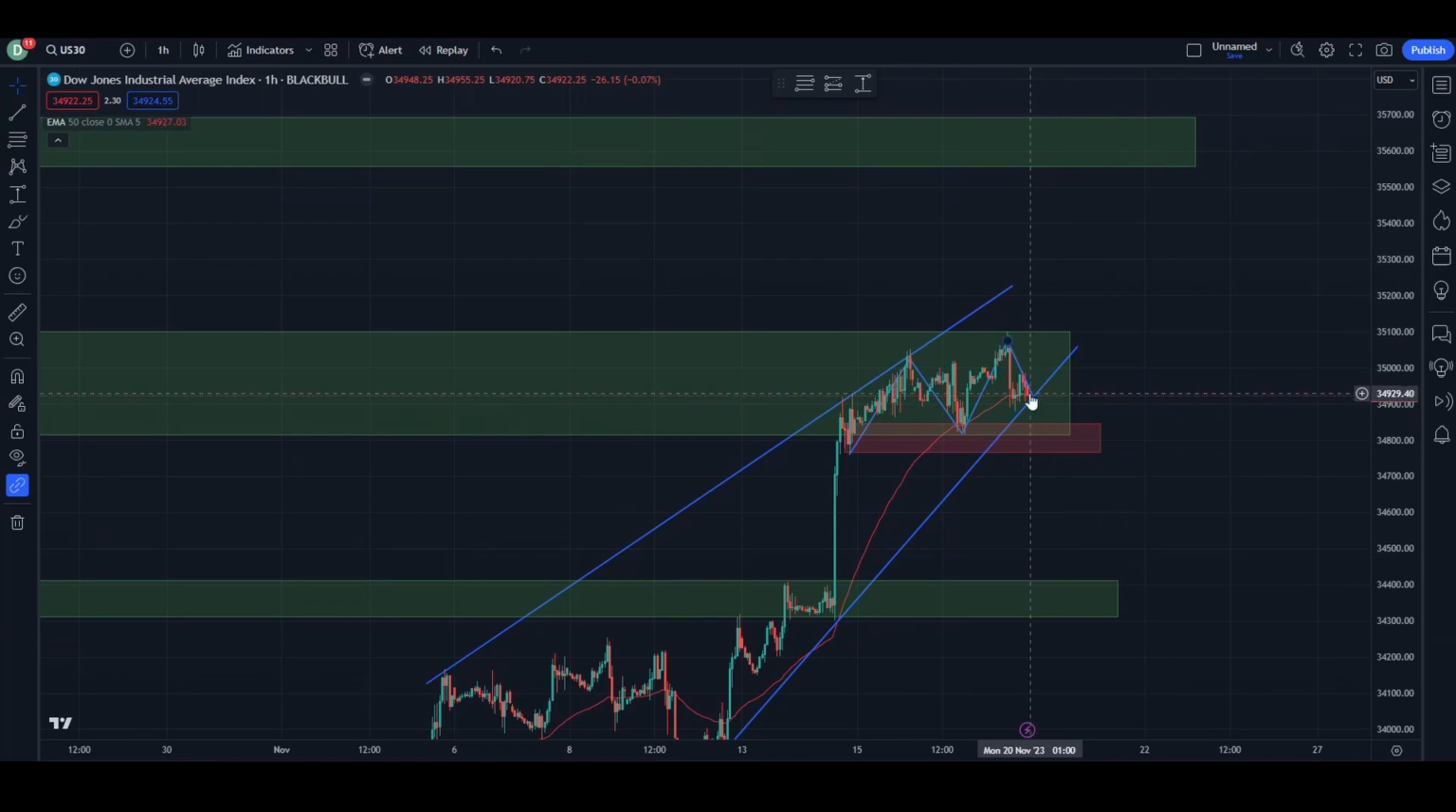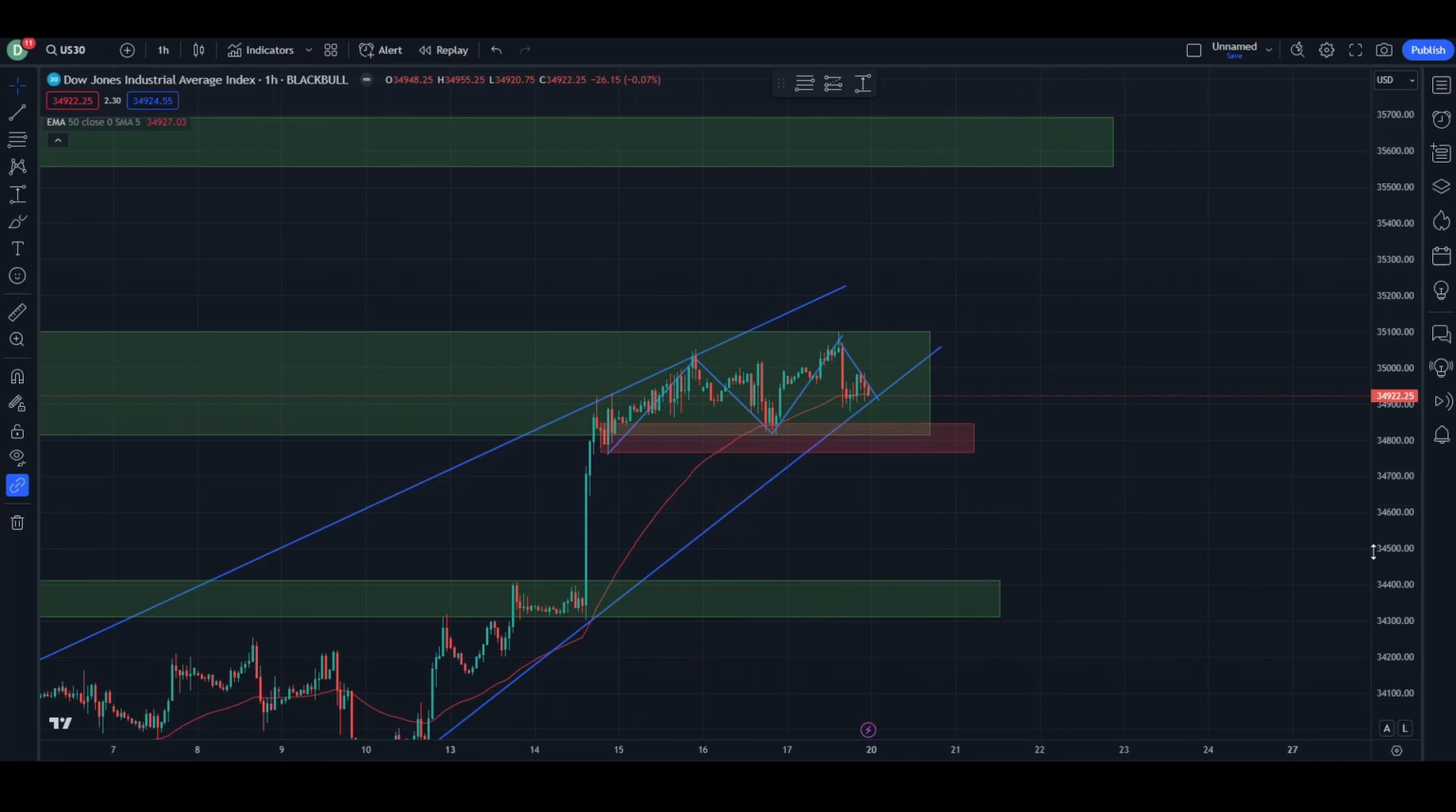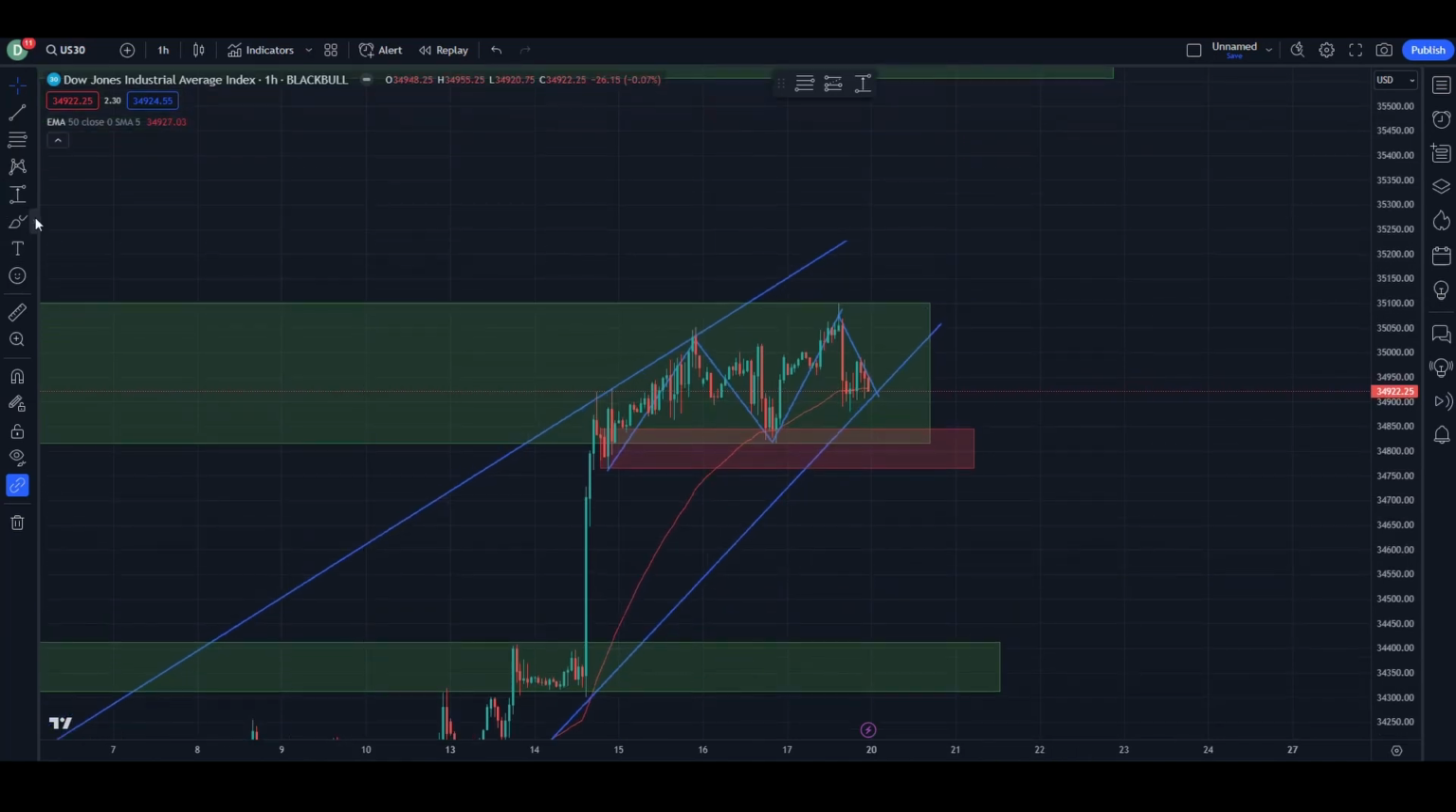yet. If the price keeps on fluctuating its way up above this green range, then the general uptrend can continue and the price for US 30 can target levels of between 35,500 and 35,700. A possible indication which can invalidate the possibility of a drop would be if the price goes up and breaks above this range right over here. The reason is that if that happens, the double top would no longer be valid.